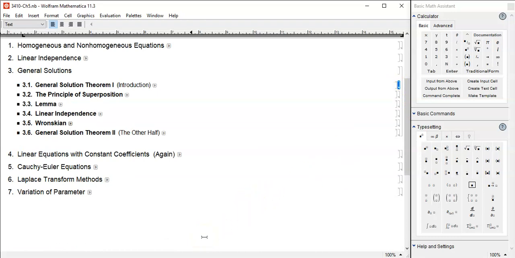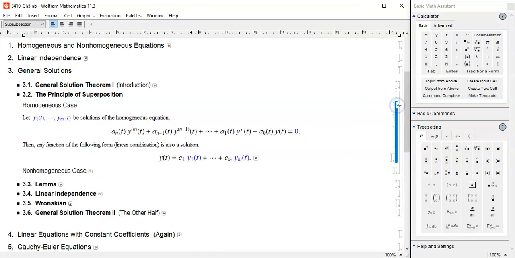Now, another thing that everybody has to remember is the principle of superposition. Let's talk about it. The first half is rather trivial. If you have solutions of a homogeneous equation, y1 through ym, not necessarily n, m and n can be different, and also y1 through ym need not be linearly independent. They could be independent or maybe not, it doesn't matter. In any case, if they are solutions of homogeneous equations, then their linear combination is also a solution.